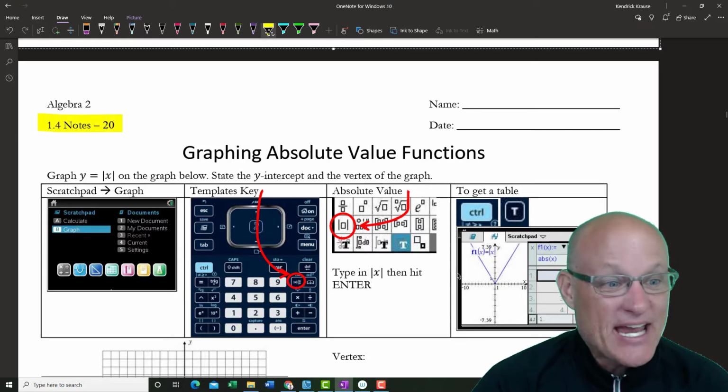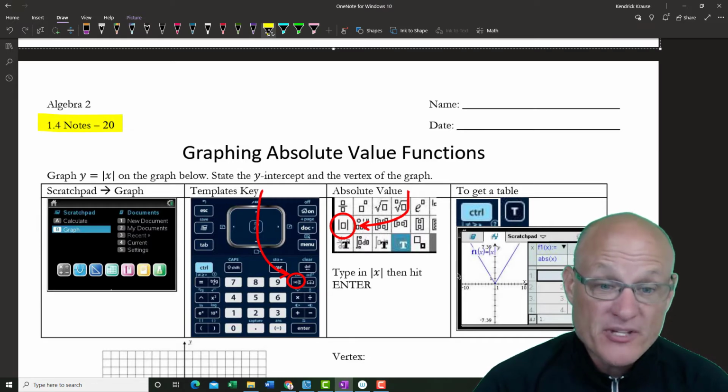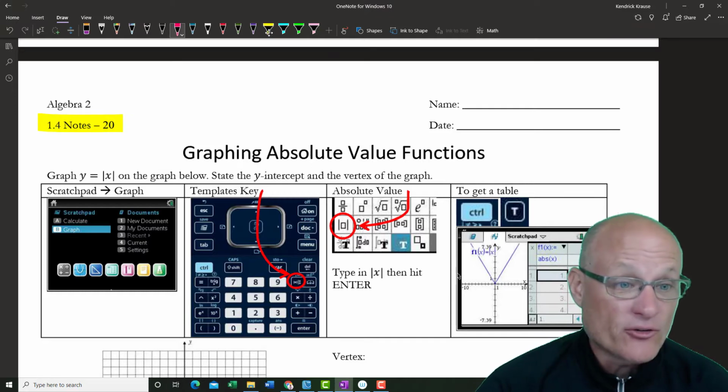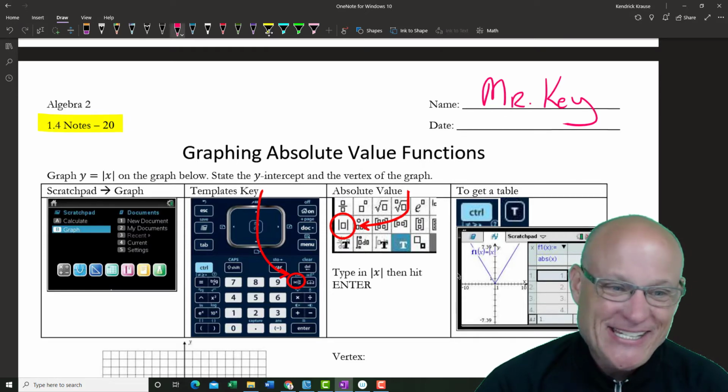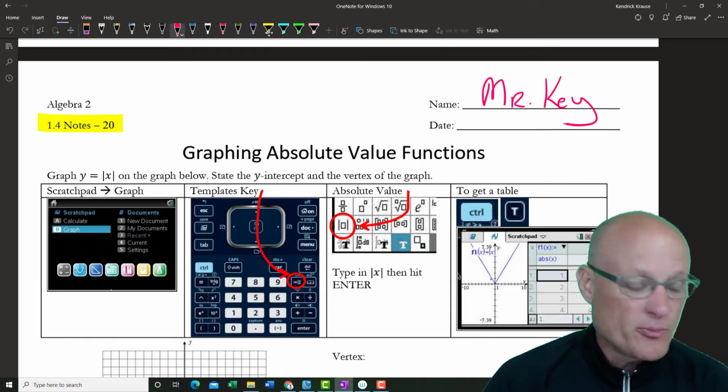Anyway, this is going to be day 4 notes. Day 4 notes. Now, this stuff's not too difficult today, which is really good. My name is Mr. Kraus, but for the next half an hour or so, you can call me Mr. Answer Key. Remember, we're on day 4 notes, so hope you're in the right place.